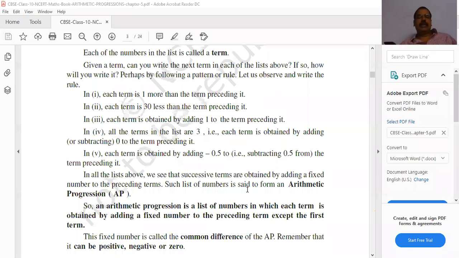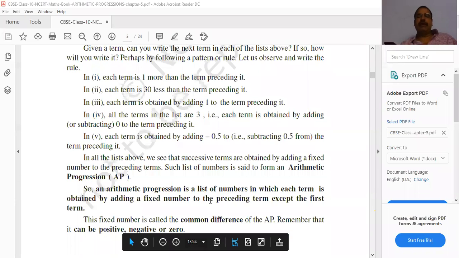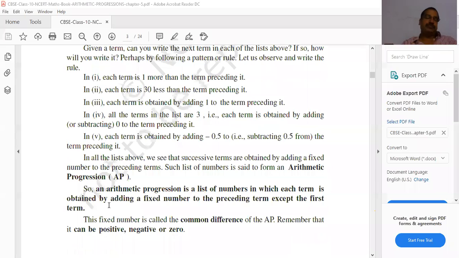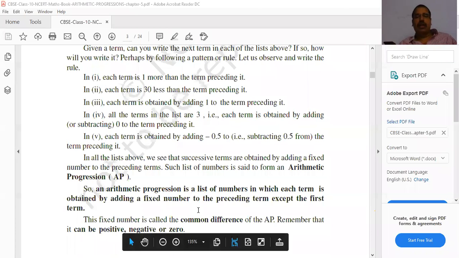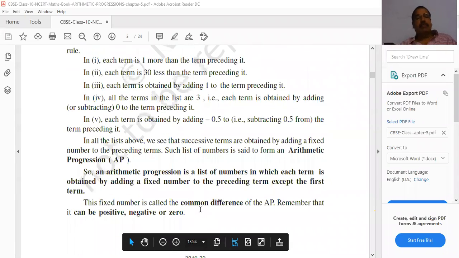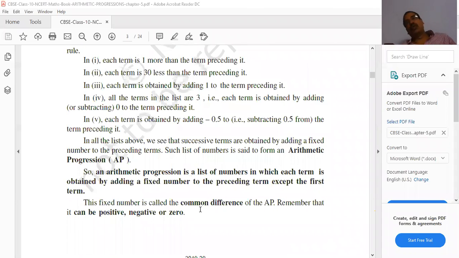Once again, an arithmetic progression is a list of numbers in which each term is obtained by adding a fixed number to the preceding term except the first term. Leaving the first term, for the other terms, if we add the fixed difference, then the series is in AP. And here, the fixed number is called the common difference of the AP. Remember that it can be positive, negative, or 0. If it is positive, the series is in increasing order.